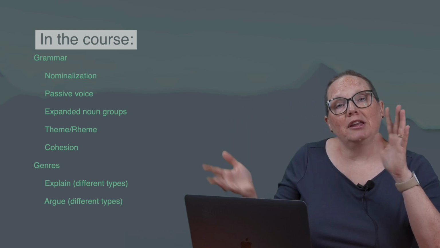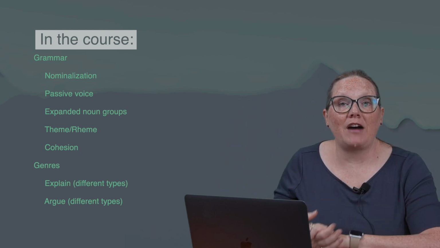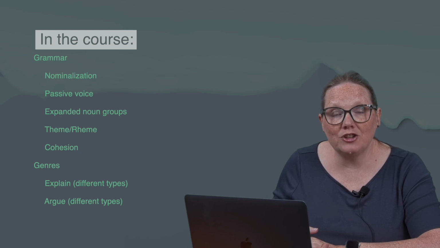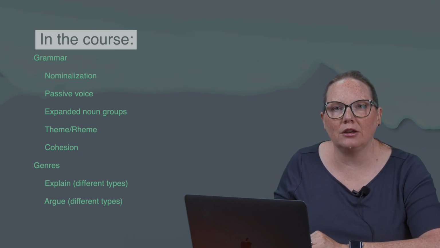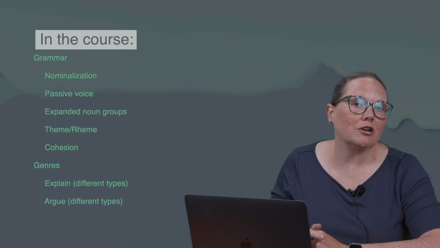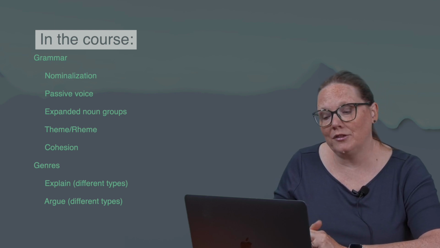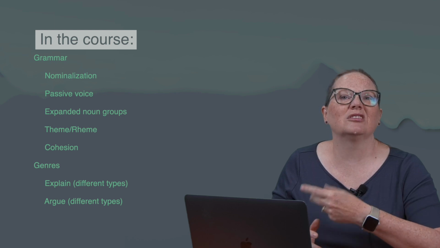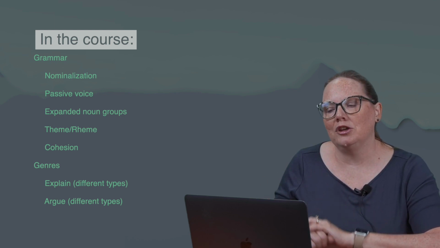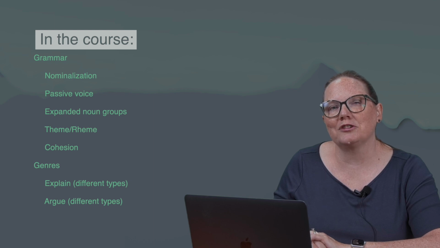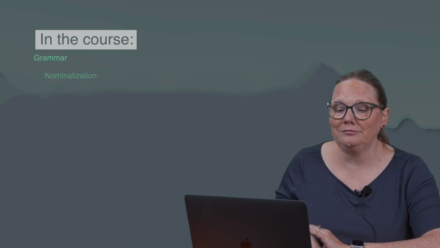And so once I've explained and we've practiced those 5 grammatical features, then we'll see how those are used in 2 different types of writing. One is the explain or explanatory text, and the other is in argumentation, persuasive text, to see how we can use these grammatical structures to be more effective in our academic writing.